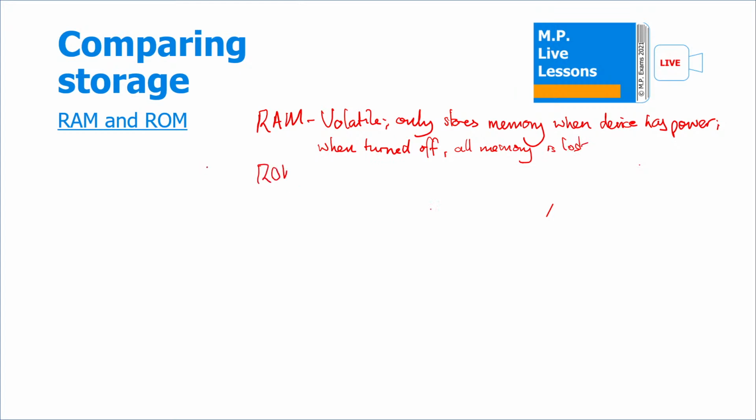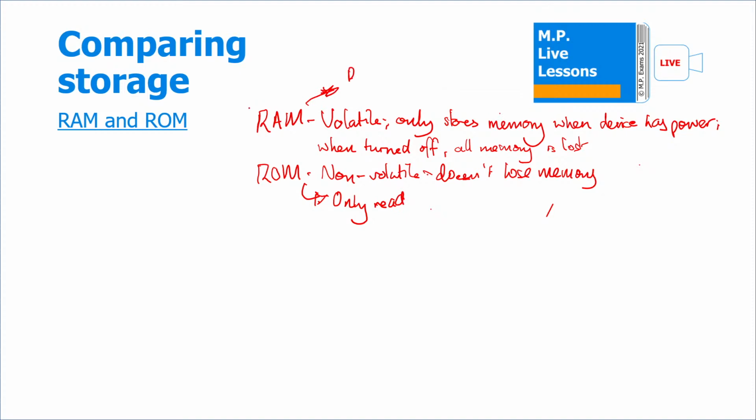Whereas ROM is non-volatile and doesn't lose memory. Another thing you could write about ROM is perhaps that it is read only, whereas with RAM you can read and rewrite. So only things like the BIOS are stored here. So this is at startup.